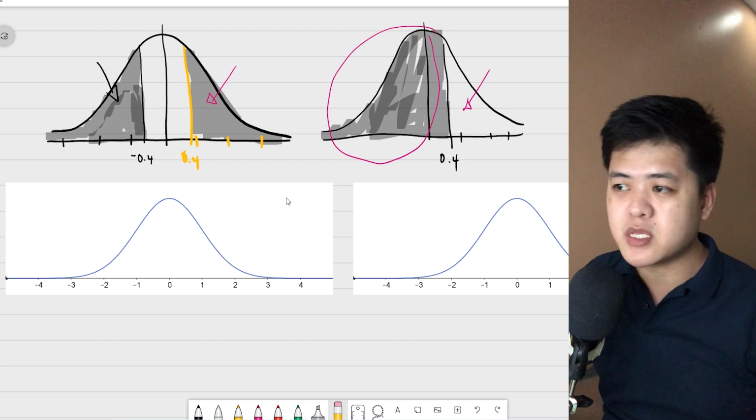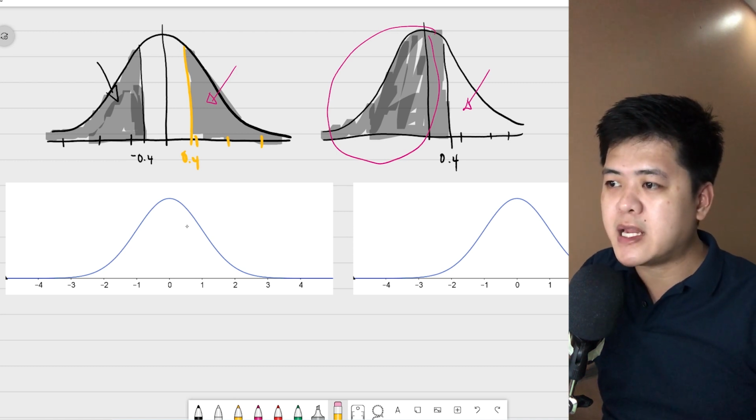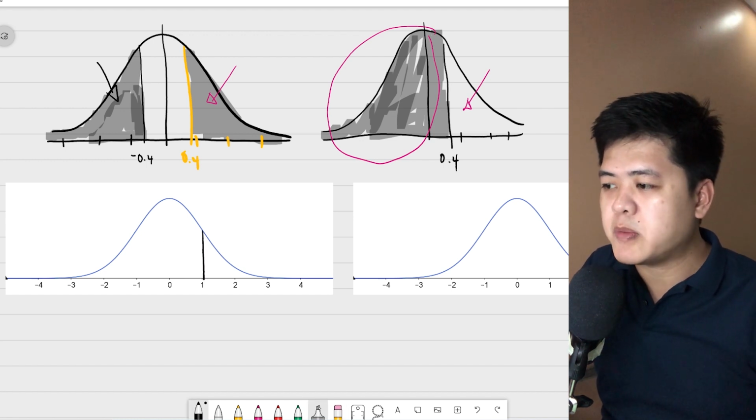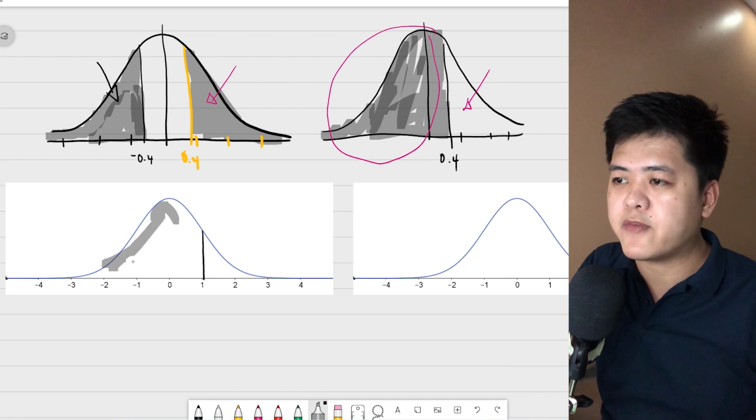As I have mentioned, yung z-table na ginagamit natin will only provide you with the area to the left of a positive z. So, ibig sabihin, ang ibibigay lang niya sa atin ay lahat lang ng to the left of, for example, positive 1. Yan. So, ang ibibigay niya sa atin, yung area to the left of this.